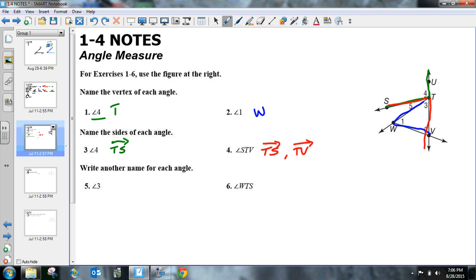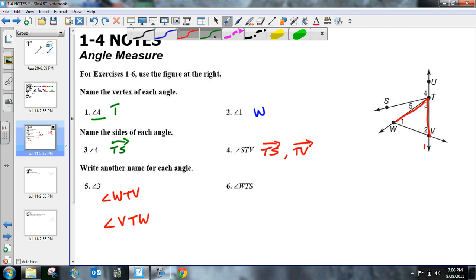Anyways, number 5, write another name for each angle. So I've got angle 3. Let me erase some of the stuff so you guys can see. Angle 3 is this angle right here. How else could I name this angle? Well, I have point W on that and point V on that and a vertex of T. So I can name it angle WTV, or I could name it VTW. That's another one. Number 6, WTS, and that's this angle right here. Start at WTS, and the number that's inside of there is 5.